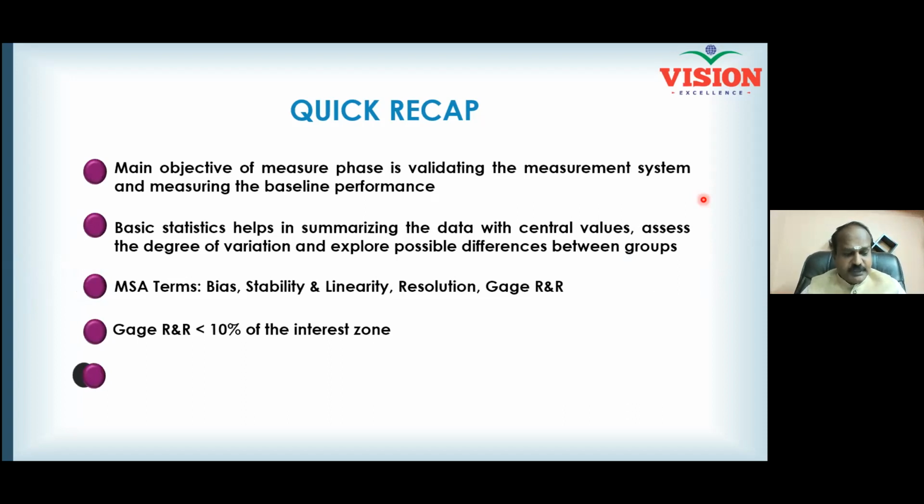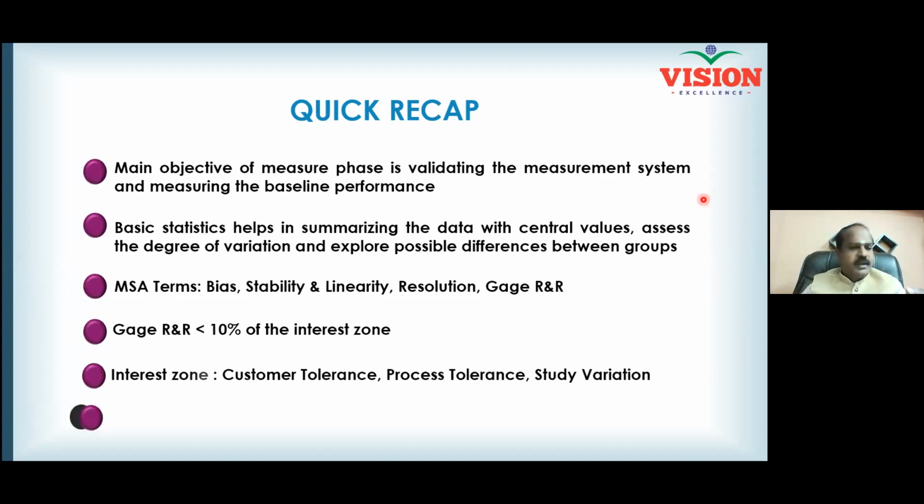Less than 10% of the tolerance, we call it the interest zone. And the denominator can be customer tolerance, process tolerance, or study variation. Customer tolerance means USL minus LSL. Process tolerance means UCL minus LCL. Study variation means the highest value minus lowest value in your data, right? And when your data is continuous data, you must definitely conduct the gauge R&R study.